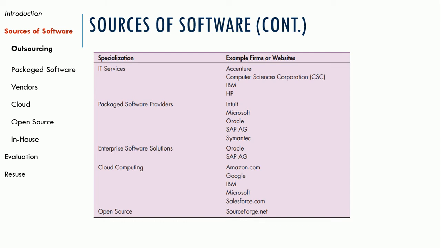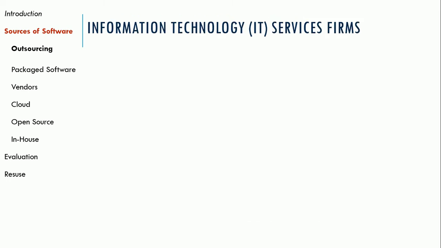Some of these are some of the sources of software for outsourcing. IT services would be things like Accenture, IBM, Computer Sciences Corporation. Packaged software would be Intuit, Microsoft, Oracle, SAP, and we'll talk about some of these later on. And then the cloud computing providers like Amazon, Google, IBM, Microsoft, and then open source like SourceForge.net. Of course, there's no real central repository for open source, but we'll talk about that in a little bit.